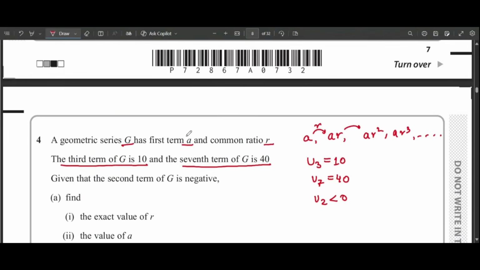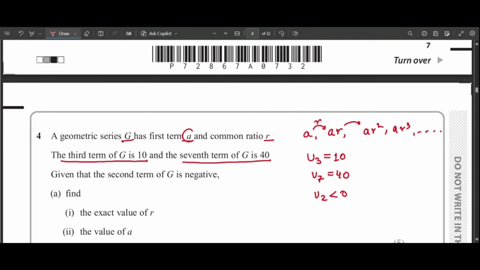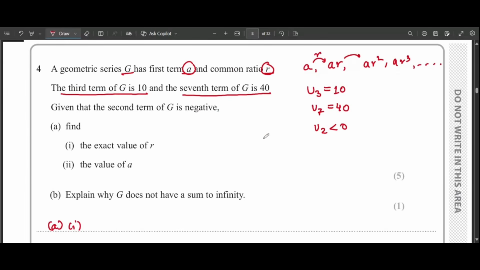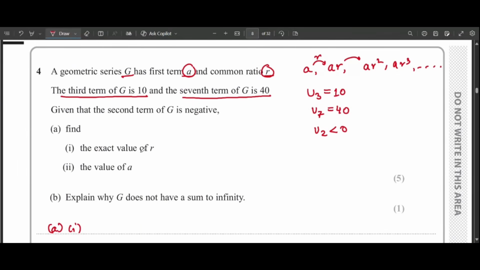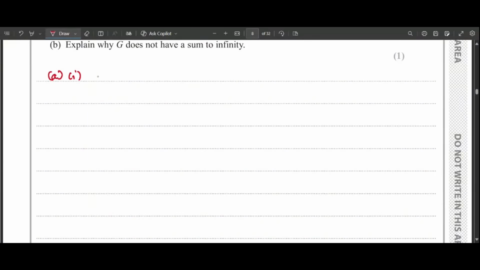We know that in our series, there are two unknowns. A is an unknown and R is an unknown. Our first term is unknown and the common ratio is also unknown. So in order to find the common ratio R, we need to have two equations, and then we can use methods for solving simultaneous equations to solve for A and R. In order to obtain the simultaneous equations, we can use the information given. We know that U3 is equal to 10 and we also know that U7 is equal to 40.